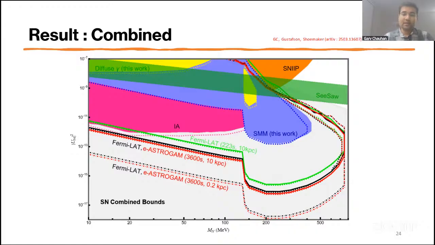fantastic. You can see the reach for both Fermi-LAT and e-ASTROGAM is quite similar, although as I was discussing, the number of events that you need for each of them are a little bit different. But on the log scale, they do not make much difference. That's the bottom line here. So they both have very good sensitivity, and it basically depends more on the distance to this supernova progenitor, if not anything else.